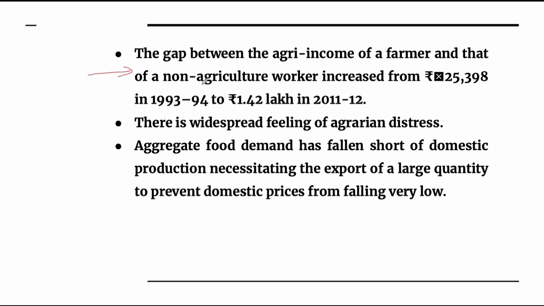Next, again a very important point: if you talk about agriculture in India, the gap between the agri income and non-agri income, that is, the income generated from agricultural activities and the income generated from non-agricultural activities, is continuously increasing. For example, in 1994 it was around rupees 25,000, and now it has increased to rupees 1.42 lakh in 2011-12. So you can use this point in many areas when you talk about the importance of transforming the agricultural economy in rural areas, and if you are trying to highlight the agrarian distress which is present in rural areas.